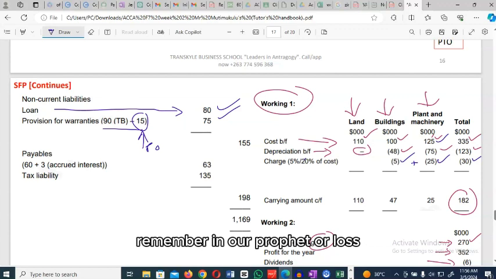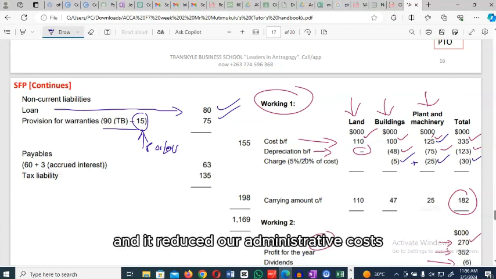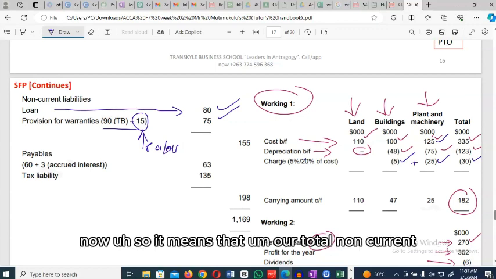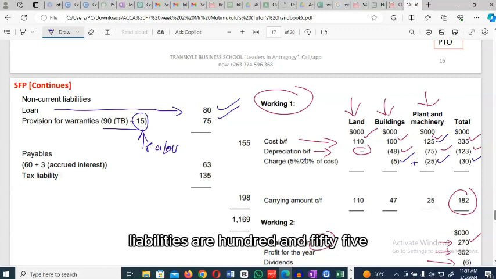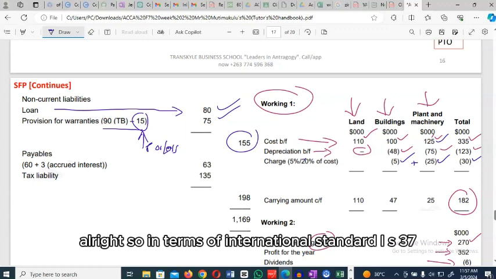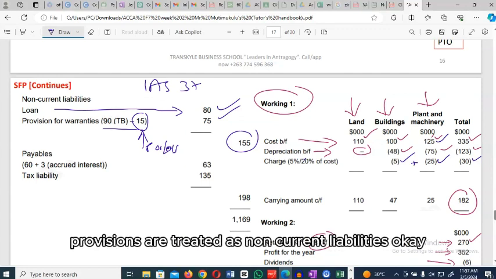Remember, in our profit or loss, we said that the 15 was a gain. It reduced the administrative costs. So we moved from 90 to 75, which means the 15 was a gain, and it reduced our administrative expenses. Please, you need to have a sharp mind to remember this. Now, it means that our total non-current liabilities are 155. All right, so in terms of international standard IAS 37, provisions, contingent liabilities and contingent assets, it says that warranty provisions are treated as non-current liabilities.